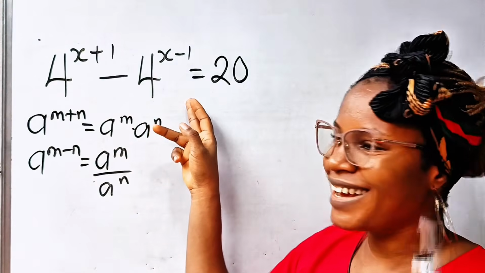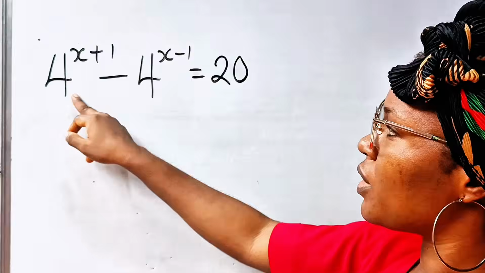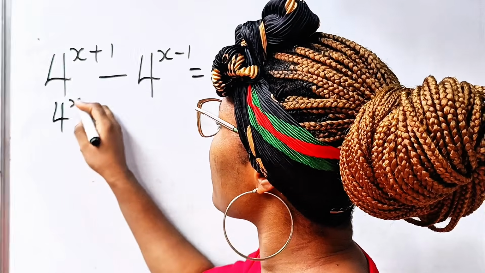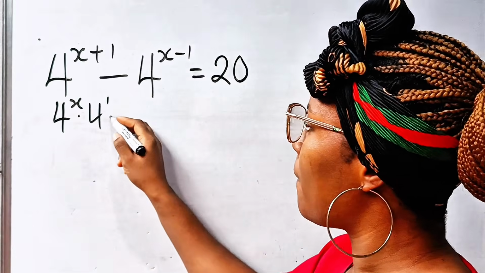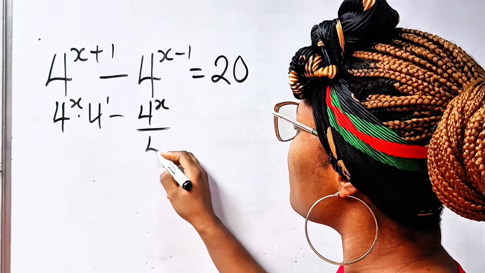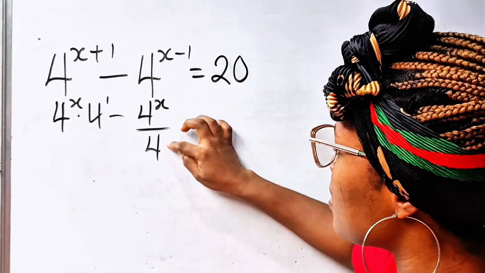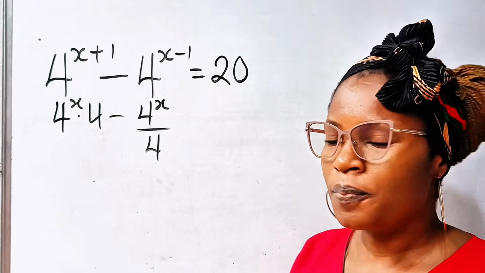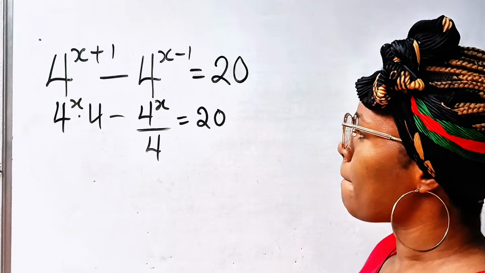All right, let's go. So first thing we need to do is, for this, we can now rewrite it as 4 to the power of x multiplied by 4 to the power of 1 minus, and this becomes 4 to the power of x divided by 4 to the power of 1. Now permit me to remove this and this, because 4 to the power of 1 simply means 4. Okay, now this is equal to 20.